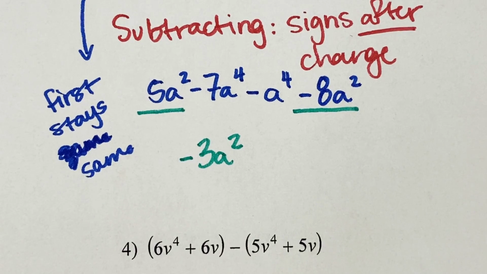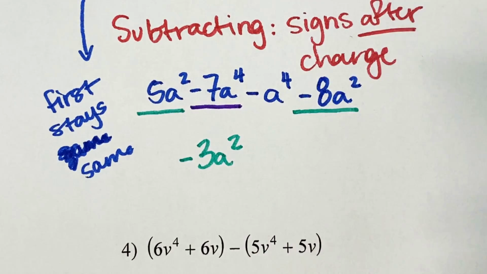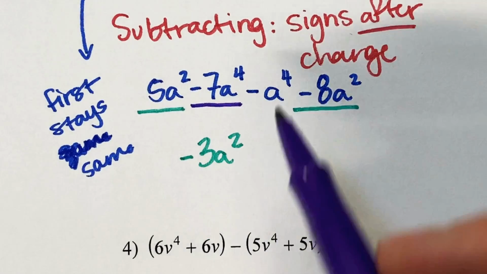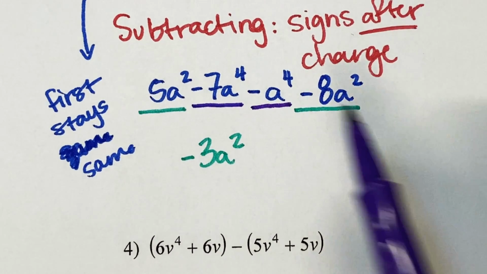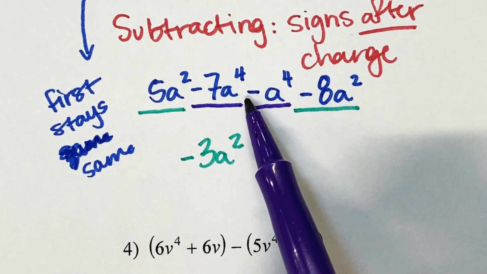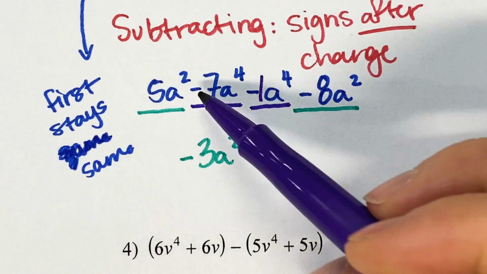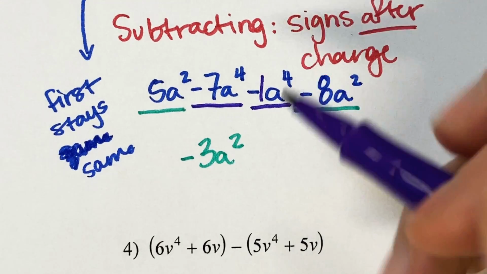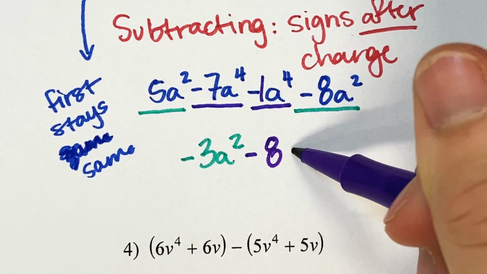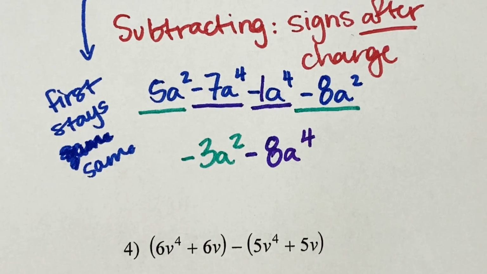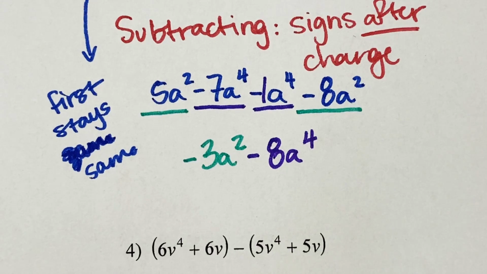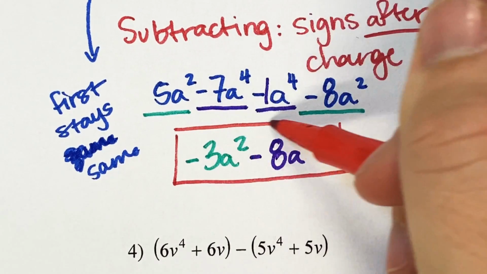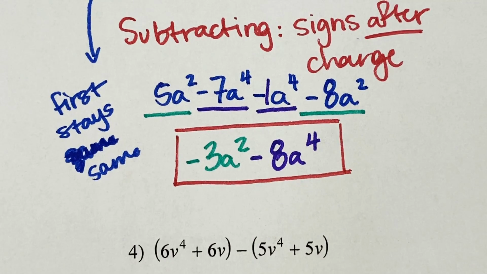Let's look at our next term, negative 7a to the fourth. Where's my next term with a to the fourth? Right there. So what is negative 7 minus 1? Negative 7a to the fourth minus 1 more a to the fourth. We get negative 8a to the fourth. We cannot combine those anymore because one of them has a squared, one of them has a to the fourth, so that is our simplified expression.